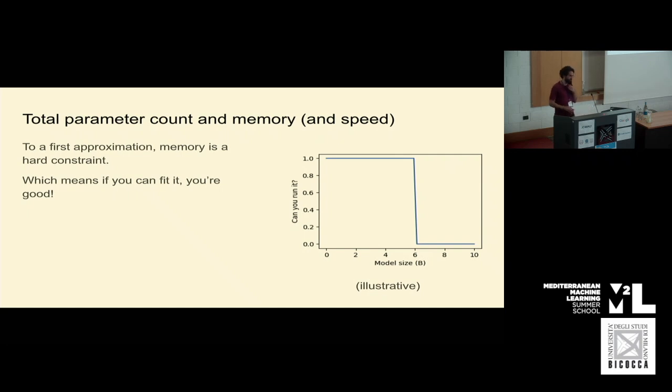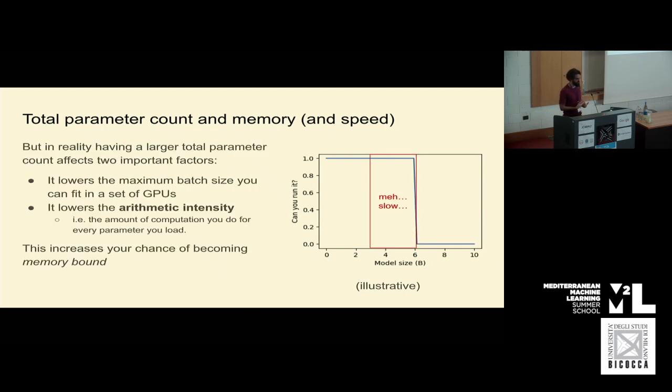Now, talking a bit about the total parameter count and memory, and later also speed. To a first approximation, memory is just a hard constraint, right? If you manage to fit the model in the GPUs, you're good. But in reality, as you increase the total parameter count, it influences some factors that have to do with memory. First, it lowers the maximum batch size you can fit in a set of GPUs, and it also lowers the arithmetic intensity of the model, if you increase the total parameter count and keep the active parameter count fixed. The arithmetic intensity is basically the amount of computation that you do for every parameter you load.